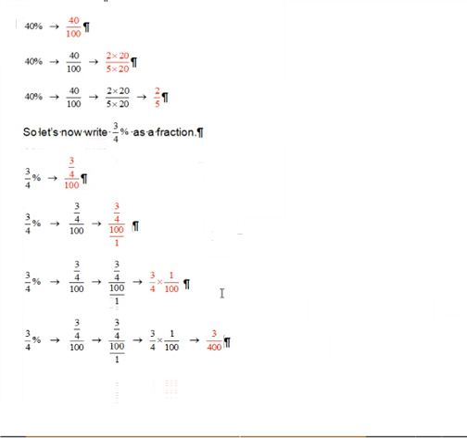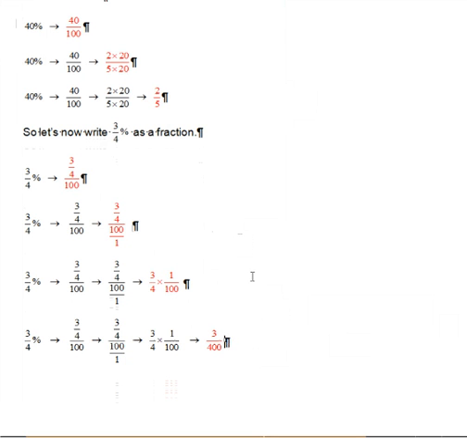The next question now is, how do we multiply fractions? Well, to multiply fractions, we would multiply the numerator with the numerator and denominator with the denominator. So 3 times 1 yields 3 in the numerator, and 4 times 100 would yield 400 in the denominator.